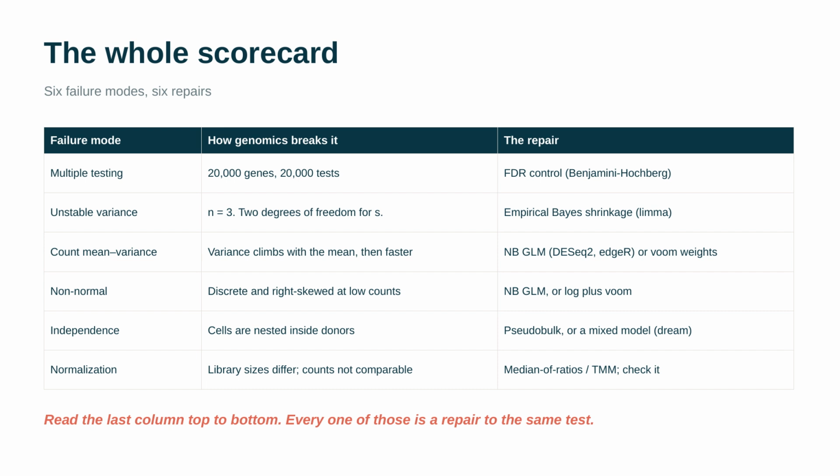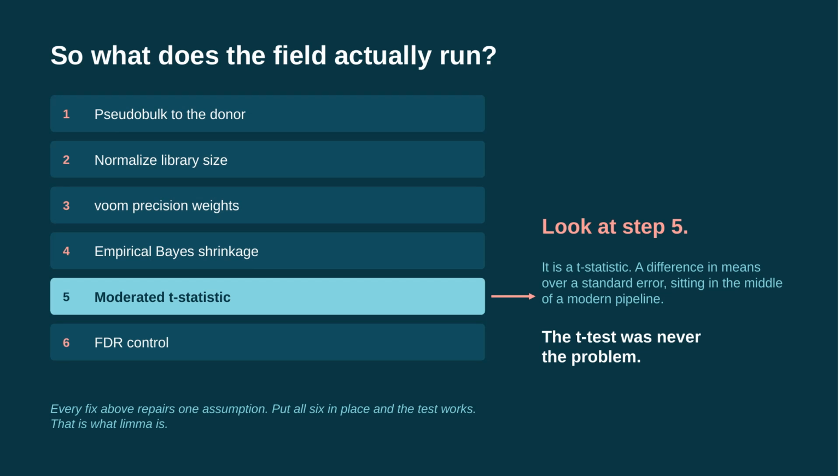Independence, broken by cells nested in donors, fixed by pseudo-bulk or a mixed model. Multiple testing, 20,000 genes at once, fixed by false discovery rate control. And library size normalization, handled before any of it. Now look down the last column. Every one of them is a repair to the same test. Which brings us to the twist, and the real point of this whole video.